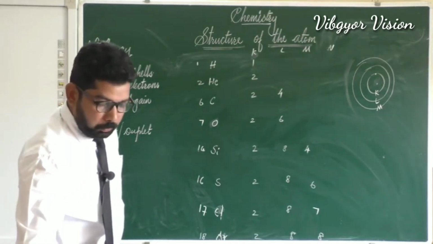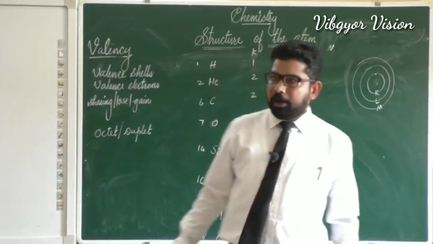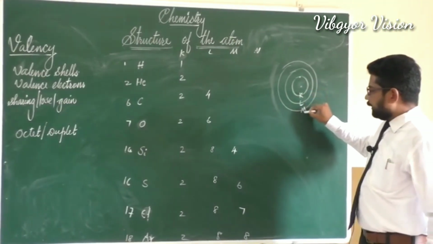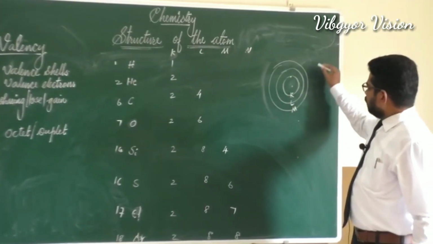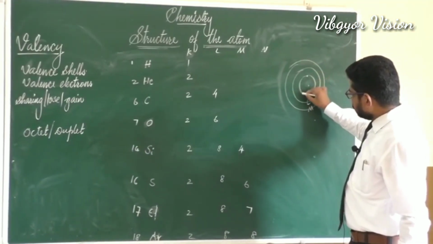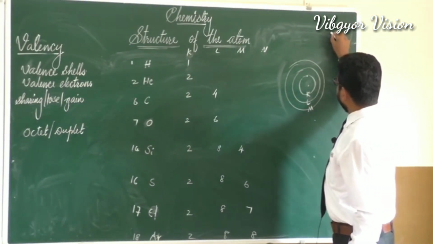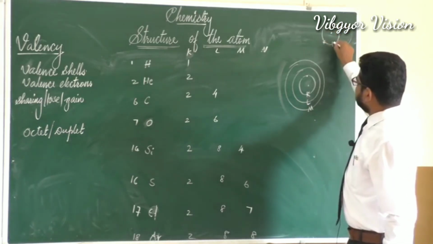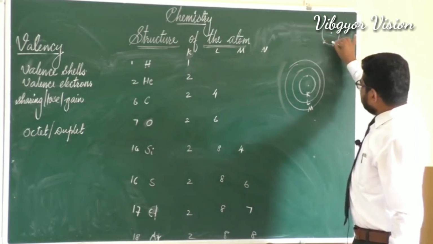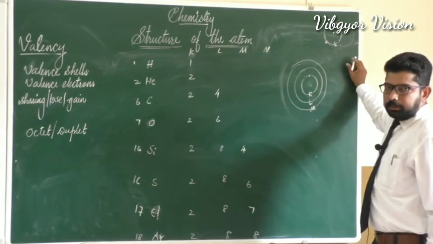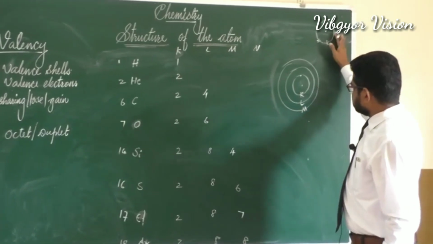According to Bohr's model, we have learned that there are different orbits: K, L, M, N, etc. If there is only one shell, only the K shell, for example hydrogen, we have written the configuration of hydrogen like this. That means there is only the K shell, and this is the outermost shell in this case.